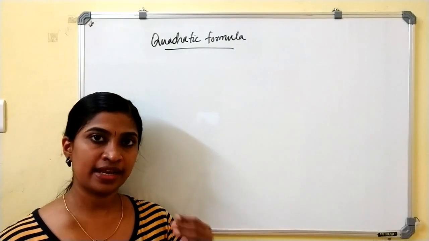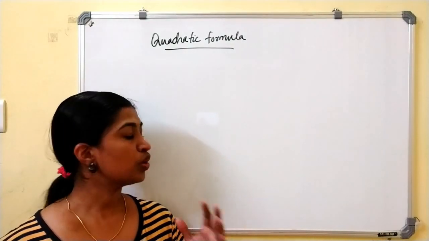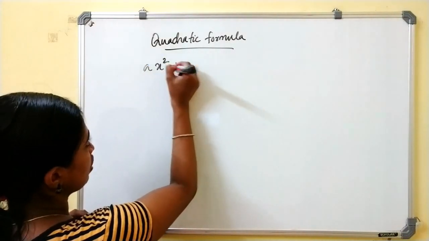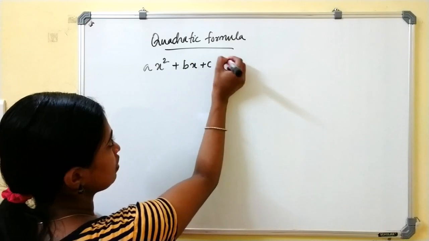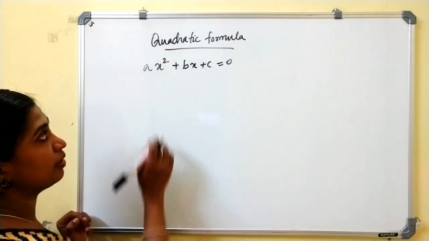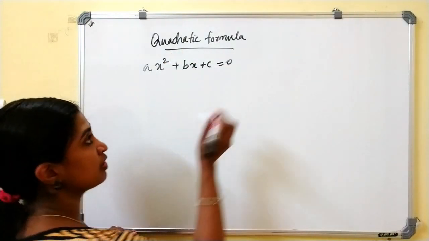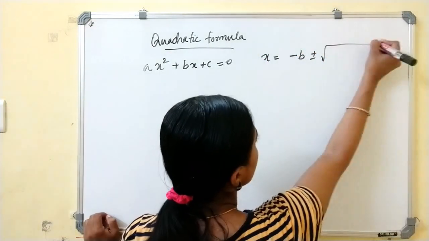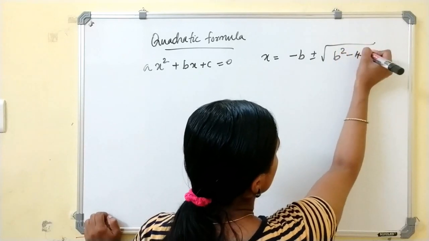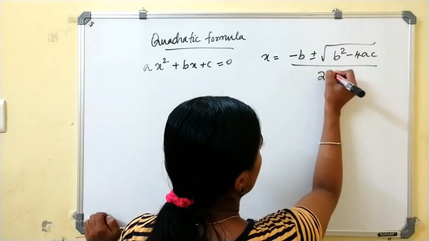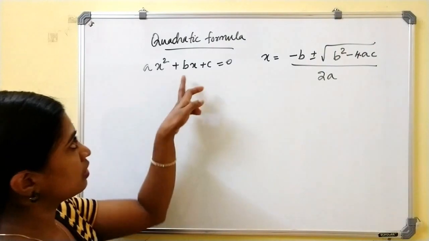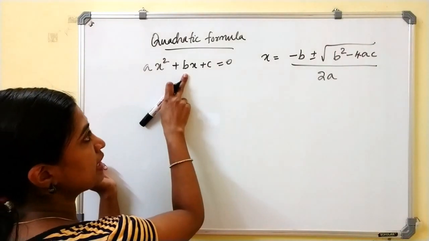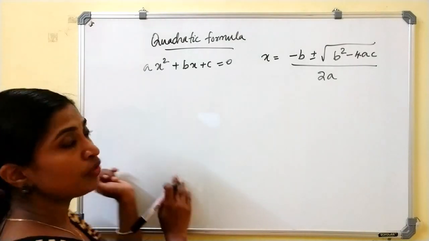Quadratic formula is another method of finding the roots of a quadratic equation. If the quadratic equation is ax square plus bx plus c is equal to 0, then by using the quadratic formula we can find the value of the roots as x is equal to minus b plus or minus root of b square minus 4ac, by 2a. This is b, this is a, and this is c. C is a constant, b is the coefficient of x, and a is the coefficient of x squared.